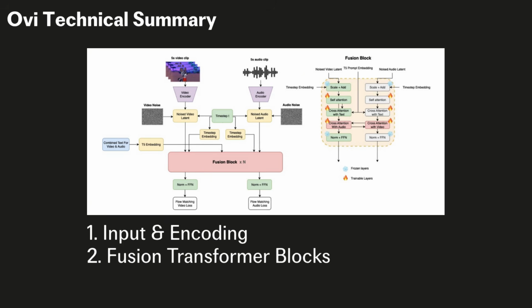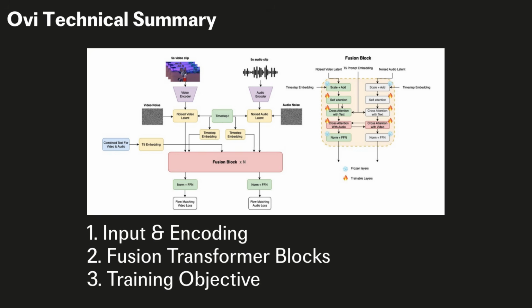The second are the fusion transformer blocks. Each block has self-attention within audio and video, and cross-attention between them and the text. This lets the model exchange timing and semantic cues, so lip motion, speech, and sound effects stay synchronized. Most layers are frozen for stability, with only cross-attention layers jointly trained.